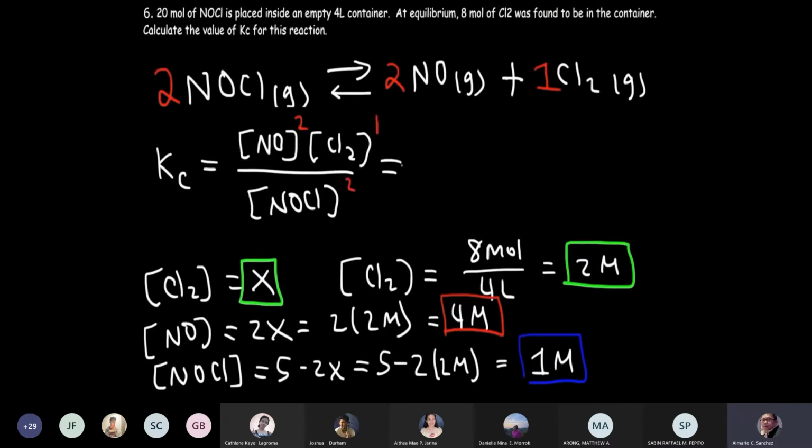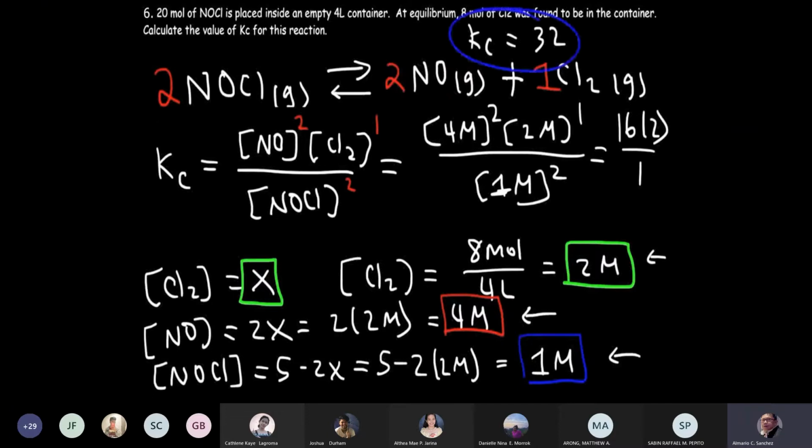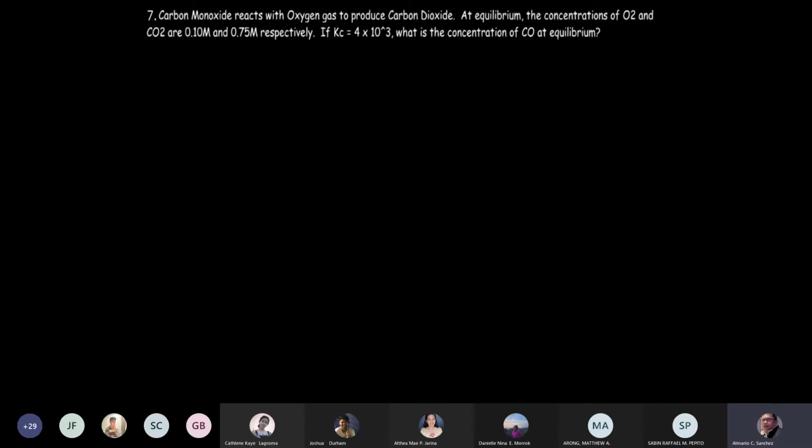So now let's plug in the values. For NO, that's going to be 4. For Cl2, it's 2. And for NOCl, it's 1. So 4 squared is 16, and 1 squared is 1. 16 times 2 is 32. So Kc in this example is 32. And that's the answer.